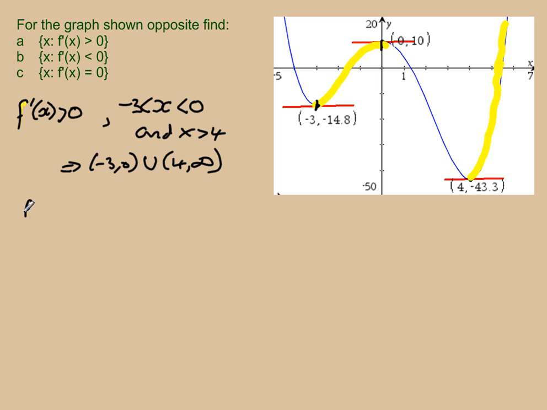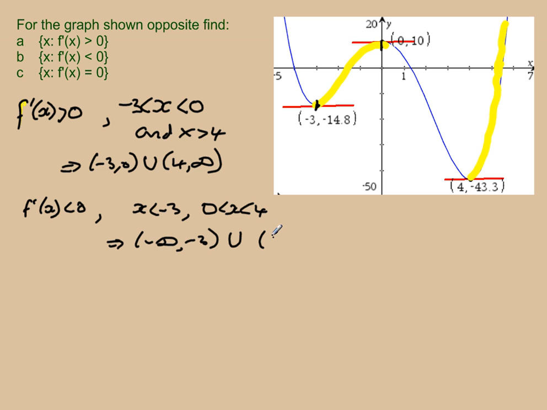Now the next part, the gradient is negative. So the negative part is shown where I've left it blue. So that is for x less than -3. And when the graph is from x equal to 0, down to x equal to 4 here, the gradient is negative. So that means in interval notation, (-infinity, -3) and (0, 4).